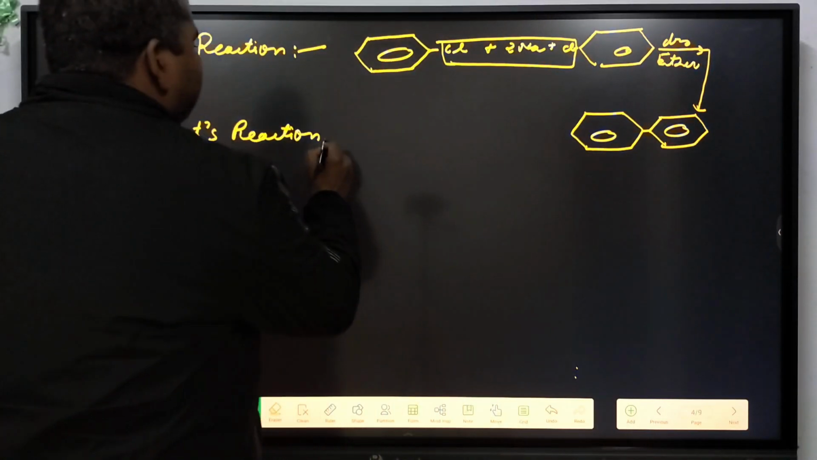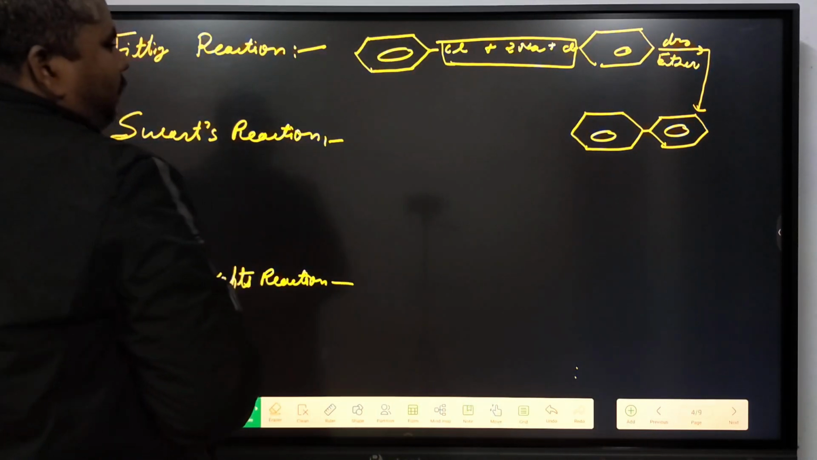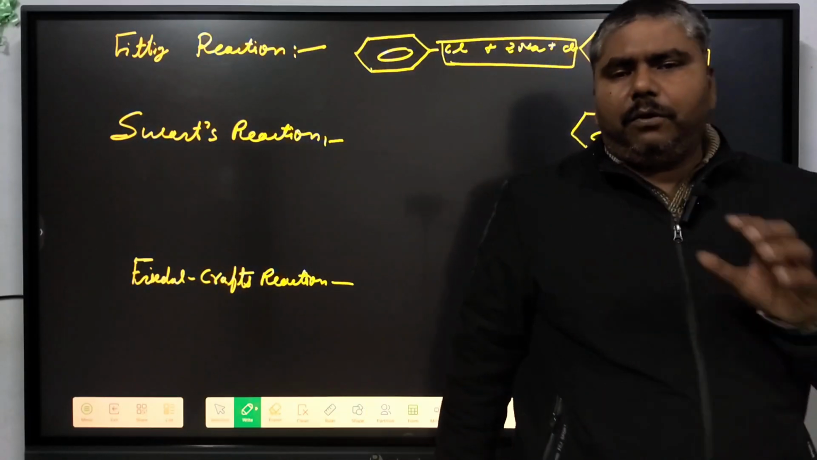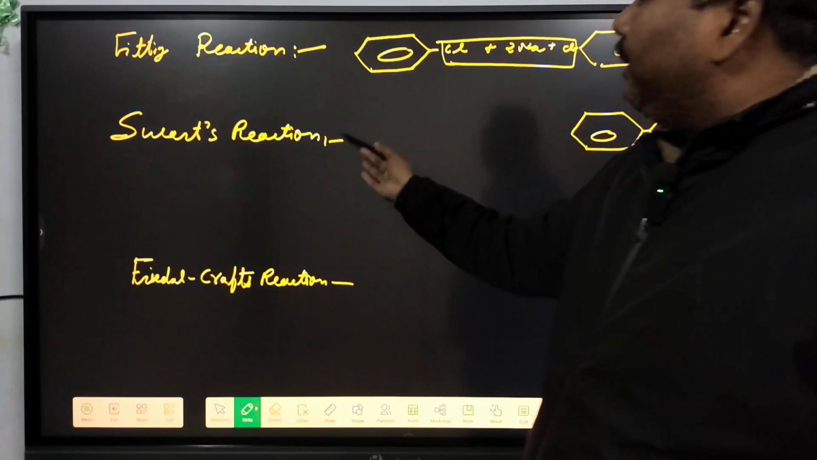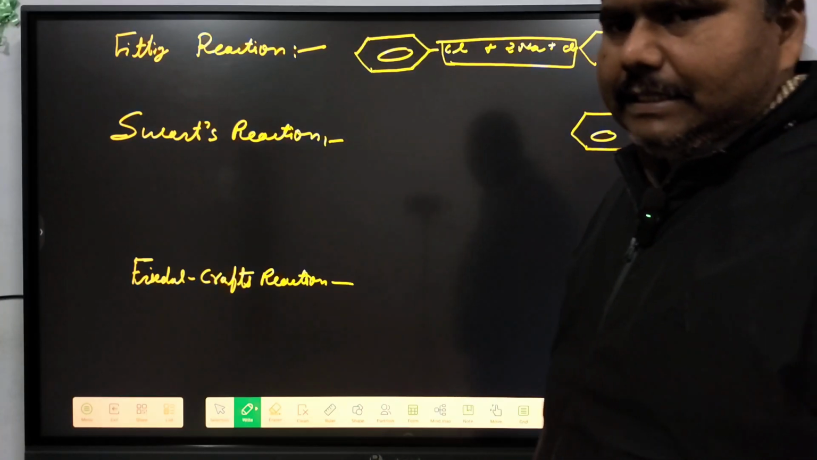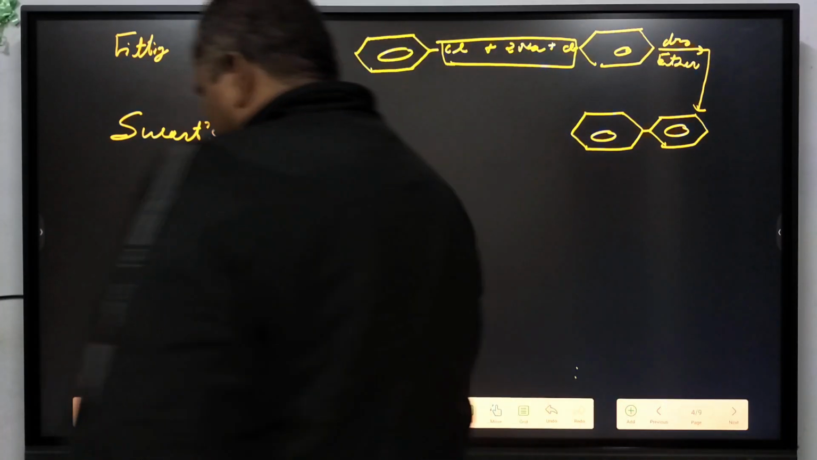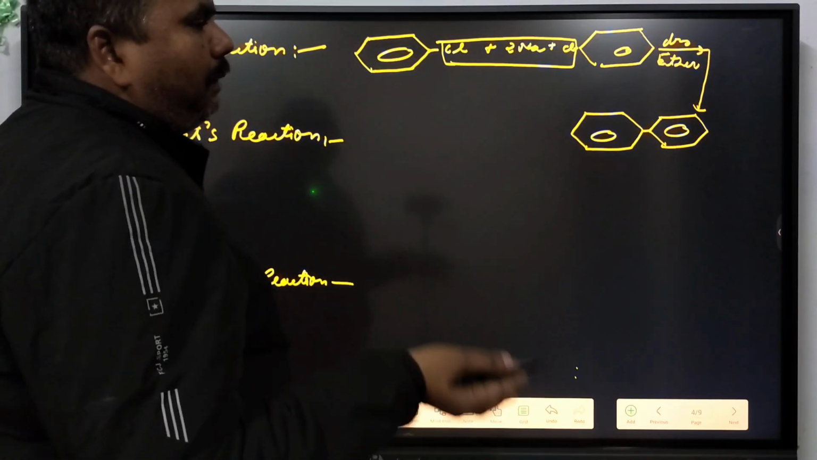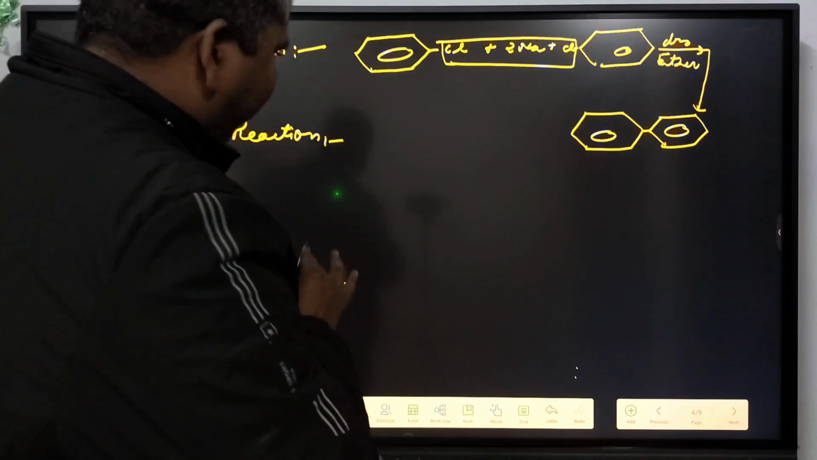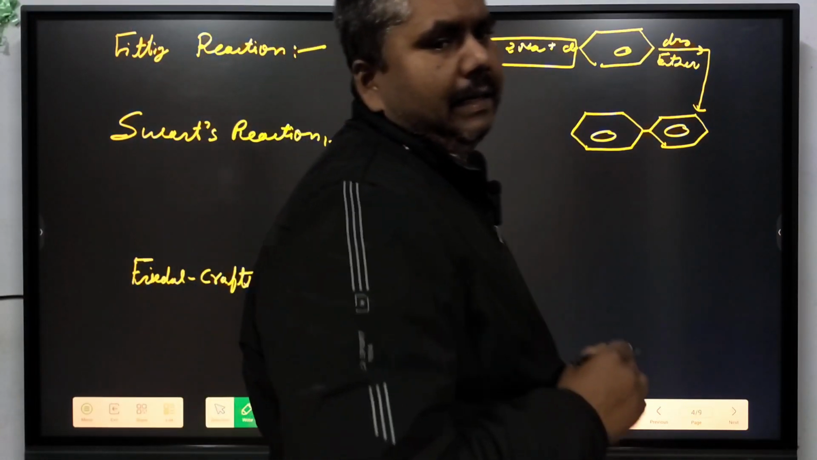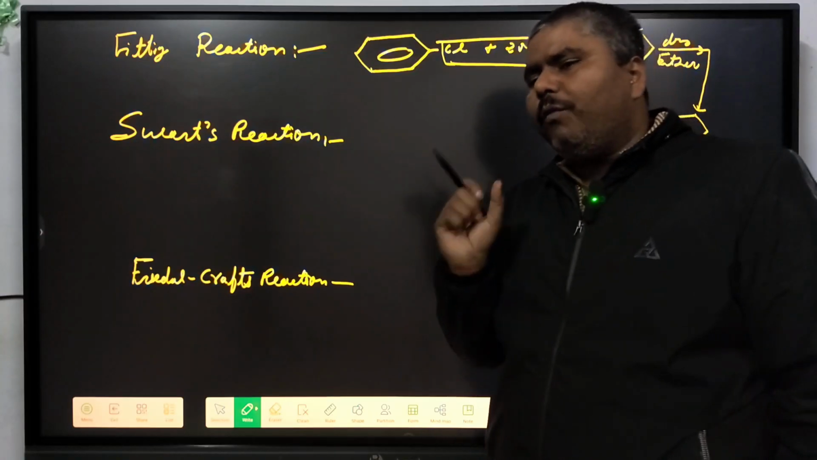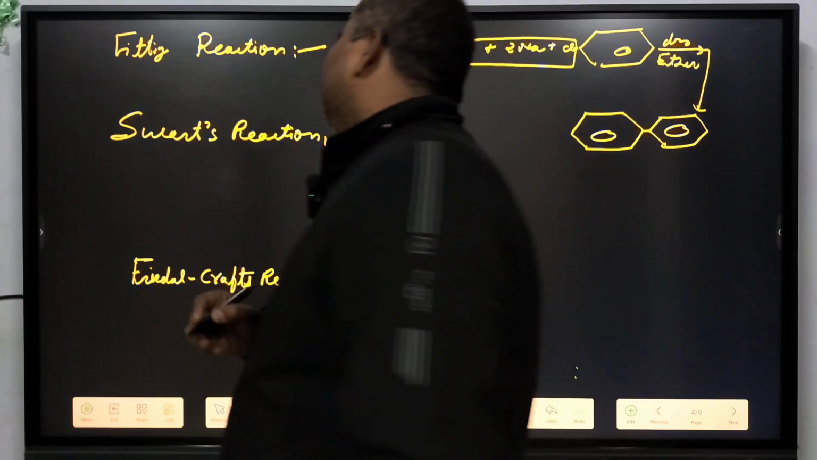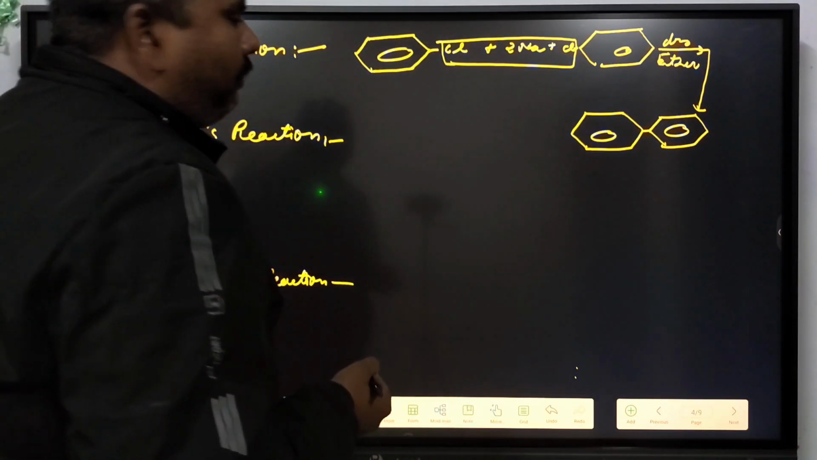Here, another reaction is Swarts reaction. This reaction is used to prepare the alkyl fluoride only. It is also a type of ion exchange method. In this reaction, alkyl chloride or alkyl bromide reacts with metallic fluoride such as silver fluoride, cobalt fluoride, antimony fluoride, etc. to convert them into alkyl fluoride.